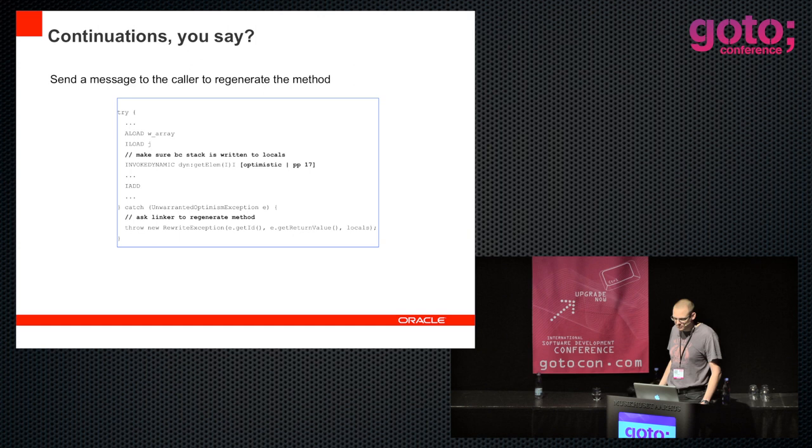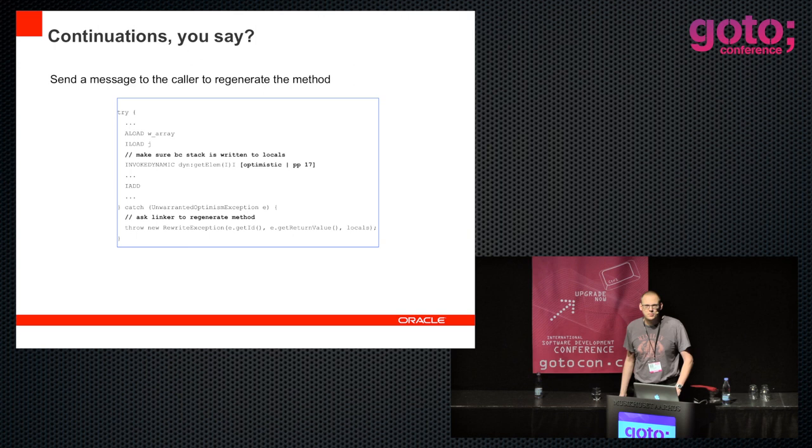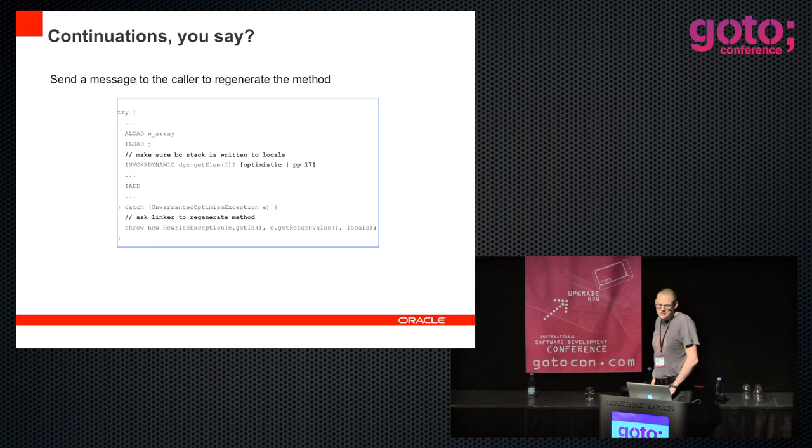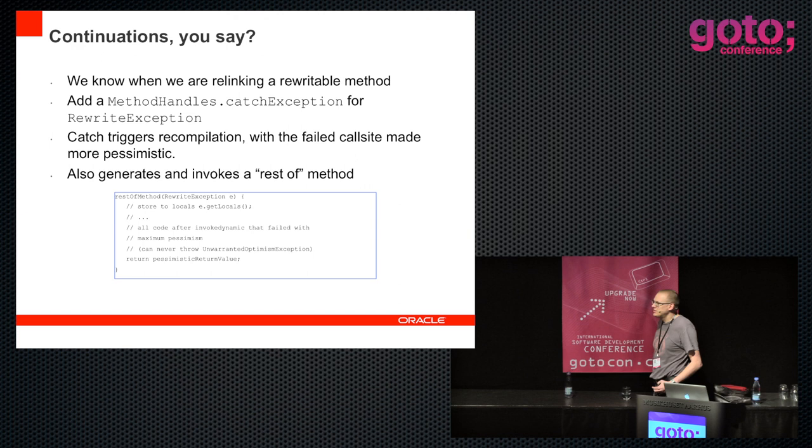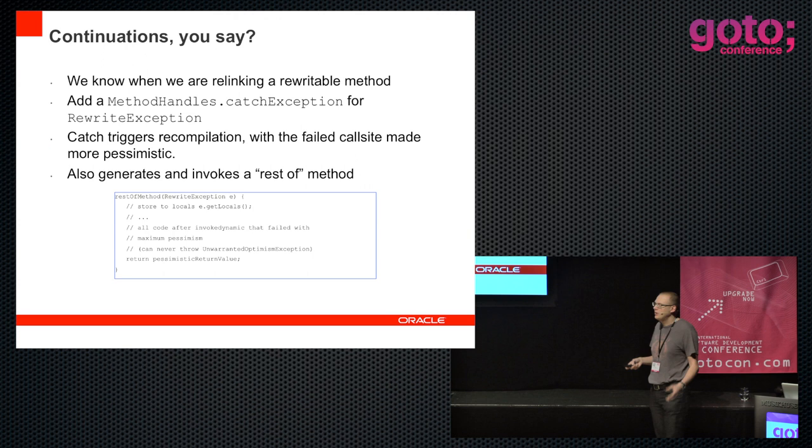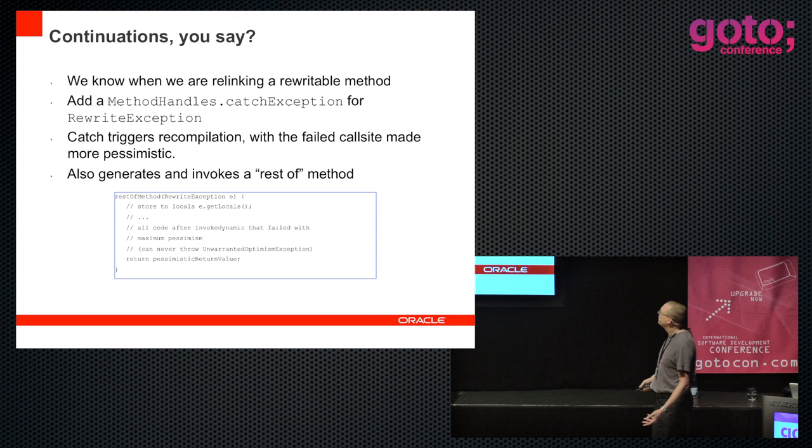This is basically what you see here, on-stack replacement in bytecode, which I don't think anyone has ever done before. But when you work with bytecode performance, you get desperate after a while. Turns out that it actually works really well. So when we're relinking a rewritable method, we just apply a method handle combinator again to the call site. They're always invoked with an invokedynamic. Put an invokedynamic catch exception in there, which will trigger a recompilation with a failed call site made more pessimistic.